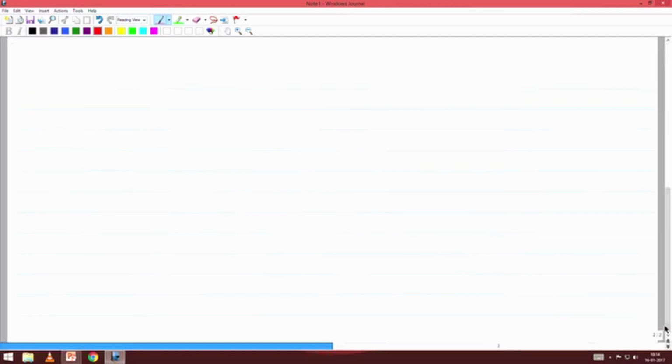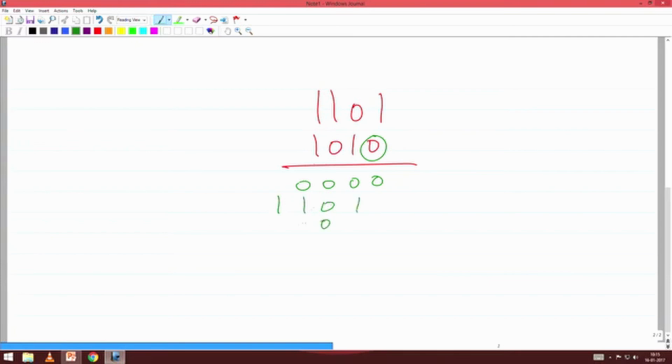Okay. So let us say I want to multiply. What are the partial products here? I take this 0 and AND it with 1101. So 0000, 1101, 0000, 1101, 0110. Okay, correct, and we add this.